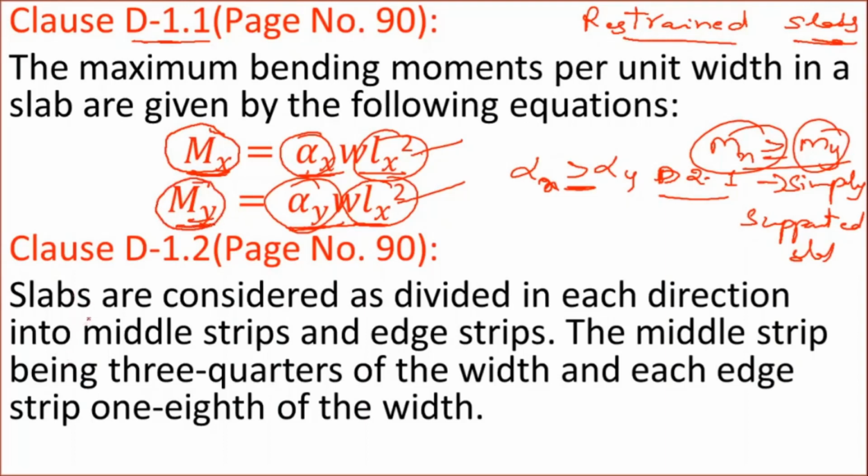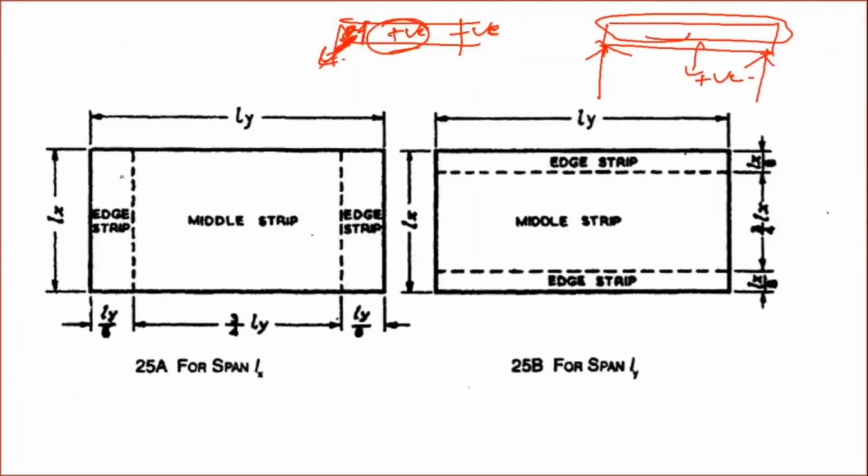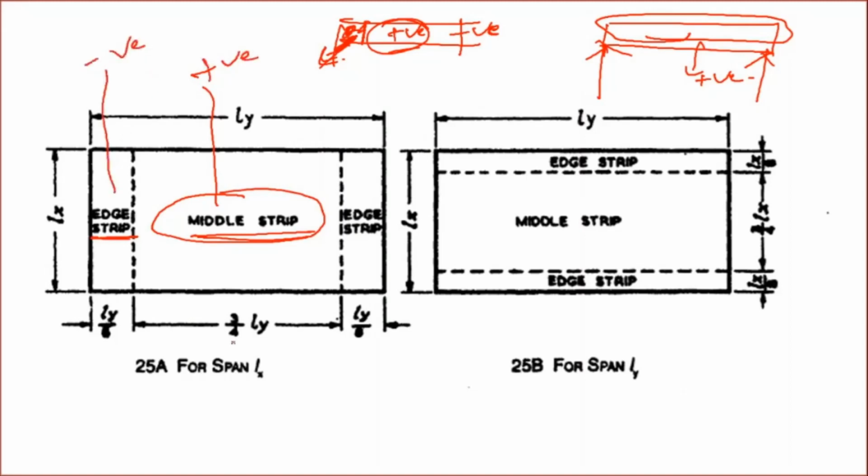So see the next one. As I told earlier, as these are the clauses related to the restrained slab, you have to design for both positive and negative bending moment. Now if you take a slab portion like this, it is divided into middle strips and edge strips. Middle strips are usually designed for the positive bending moment and edge strips are designed for the negative bending moment. Now the clause is saying that the middle strip width will be 3/4 of the total width.